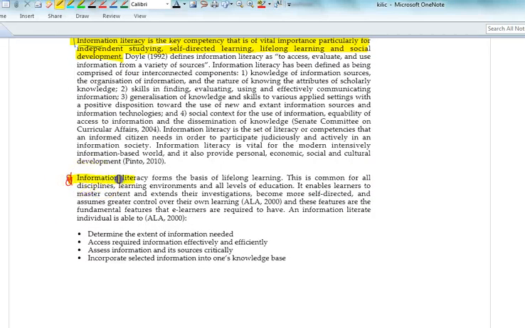another important point, this information literacy forms the basis of lifelong learning. So it's essential if students are able to succeed at school, at life in their chosen field, they need to be literate in the information that they're dealing with.